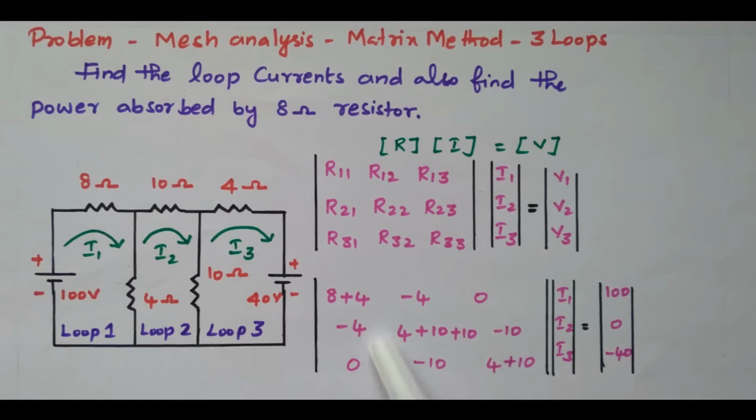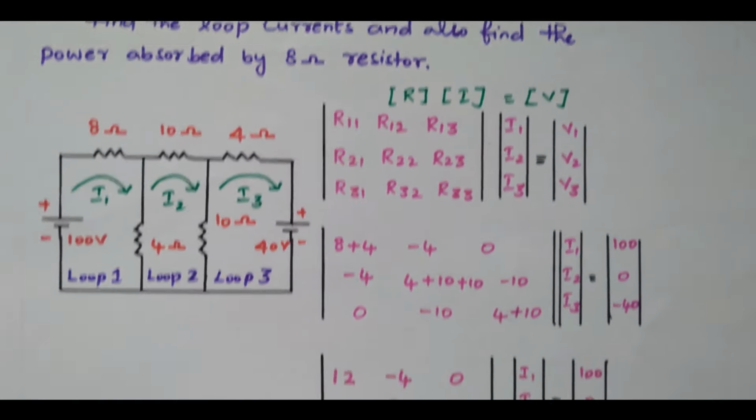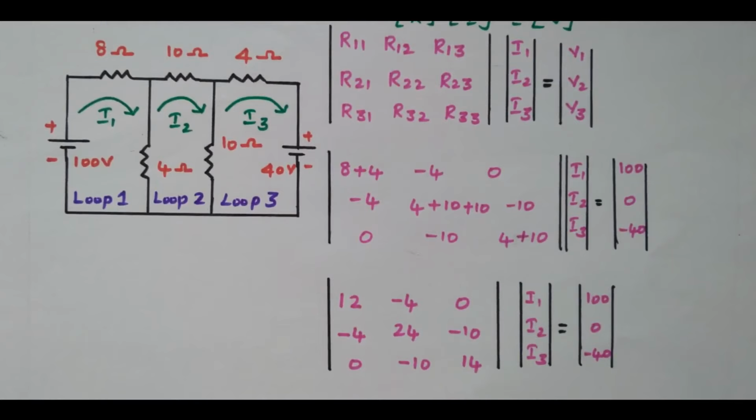Now we'll simplify this resistance matrix. So 8 plus 4, 12. Then minus 4, 0. This minus 4. 4 plus 10 plus 10, 24. Then minus 10, 0, minus 10. 4 plus 10, 14. Now this is a simplified form of the resistance matrix. Then I1, I2, I3, and the voltage 100, 0, minus 40. Now we have framed the matrix.